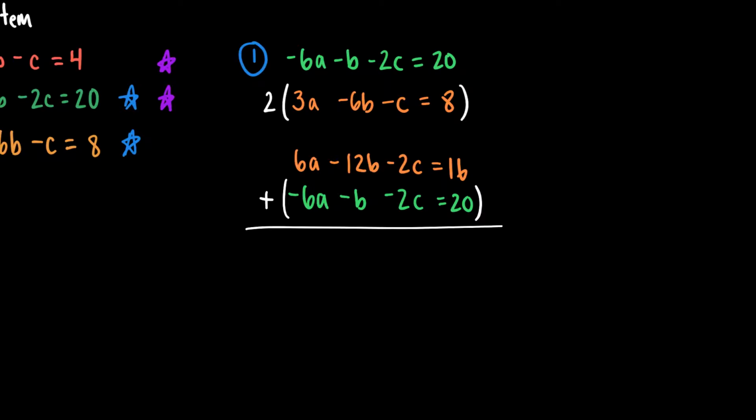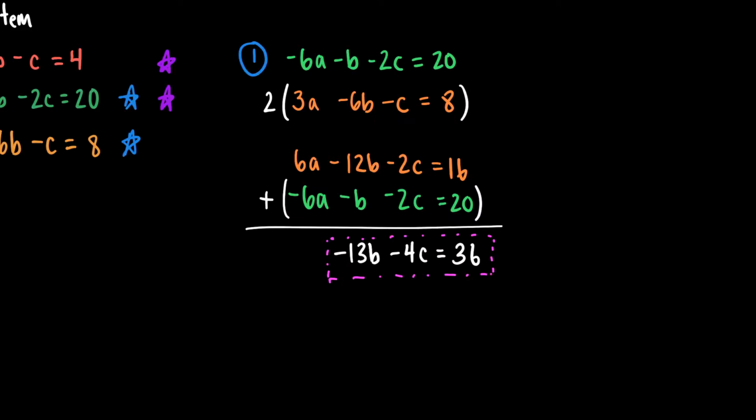So the A's will disappear. You have negative 12B minus B. That's negative 13B. Negative 2C minus 2C would be minus 4C. And then 16 plus 20 would be 36. Okay, so we've got our first equation that only has B and C in it. It doesn't have A in it.